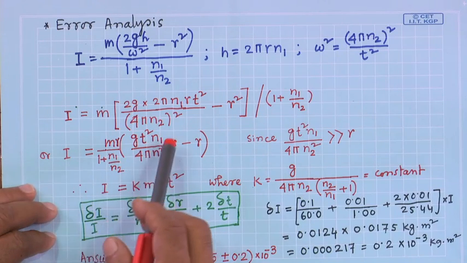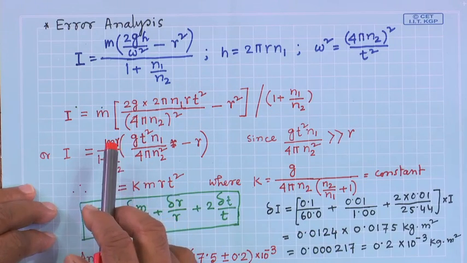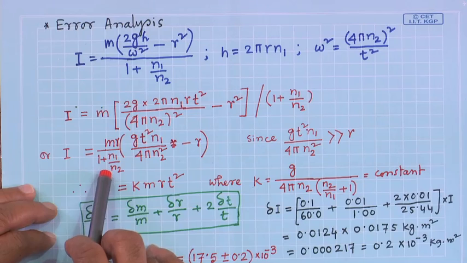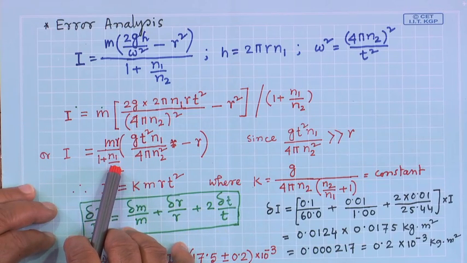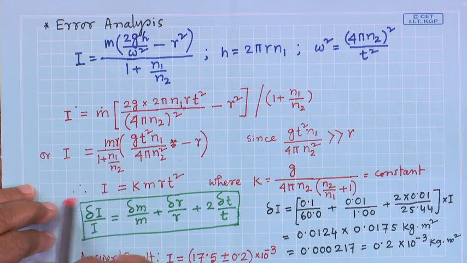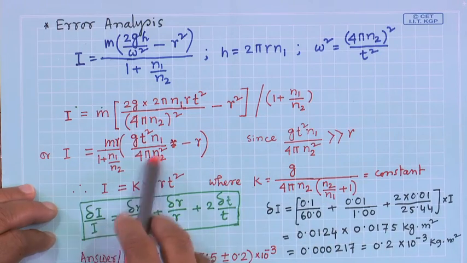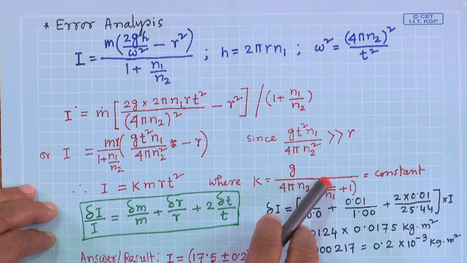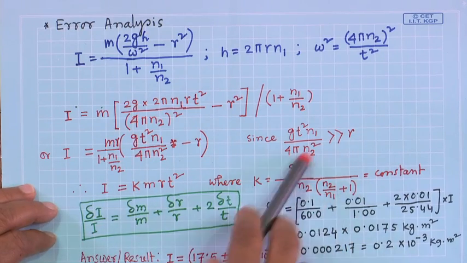Yes, not using the instrument. Of course, we have the counting, but we are not using any instrument to count it. So, we can treat them as a constant, because delta n is 0 in our case. So, this k is basically g by 4 pi n 2. If we simplify, it will be n 2 by n 1 plus 1. The rest of the part is the constant.